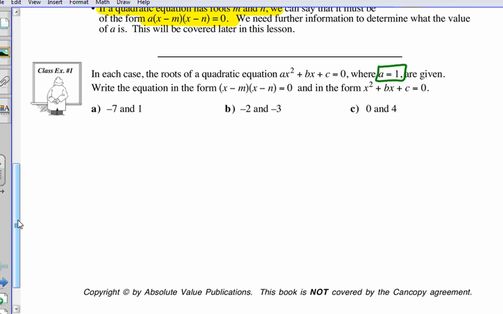So if negative 7 and 1 are my roots, how would I write that? We're going to use this equation, right? And this is why it's the opposite. So if we have negative 7 as a root, it becomes x plus 7 times, and if we have a positive 1 as a root, it becomes x minus 1, and that equals 0. Now they want it in the form x squared plus bx plus c equals 0. So expanded form. How do you expand a binomial times a binomial?